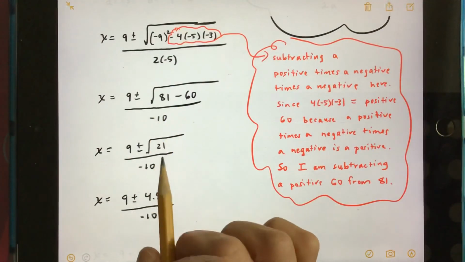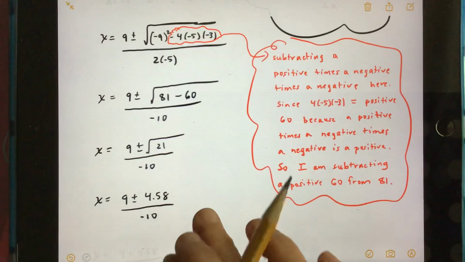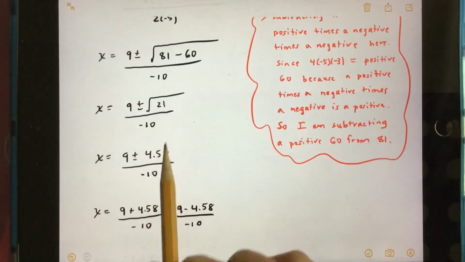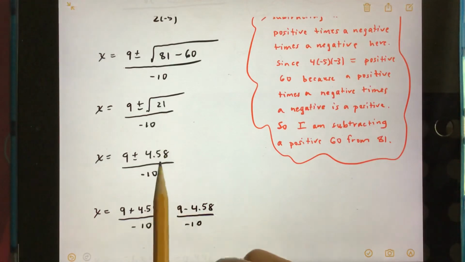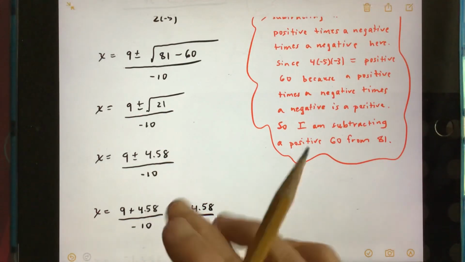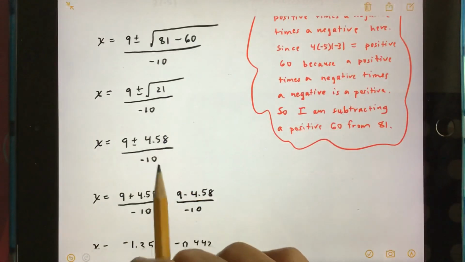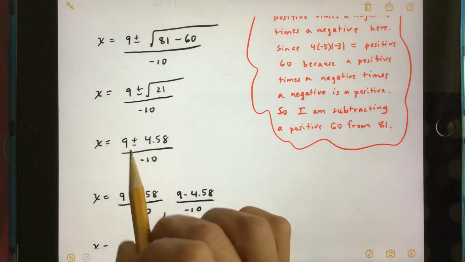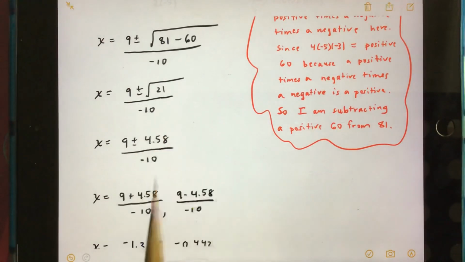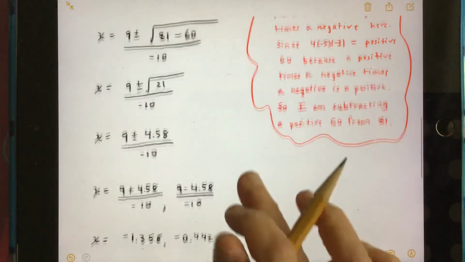Simplifying in the radical, 81 minus 60 is 21. And again, this is the point where we're going to start to use our calculator. We will reduce our accuracy slightly here because we are rounding to the nearest hundredth. And for what we're doing, we're going to say that's okay. We could leave this all in our calculator at this point, but we're going to go ahead and rewrite that as its approximation to the nearest hundredth. So we have 9 plus or minus 4.58 for our square root of 21 over negative 10.